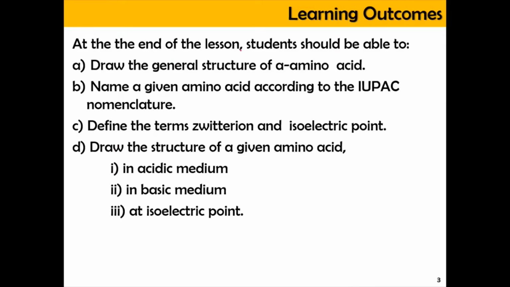Okay, and in this video, we're going to learn how to draw the general structure of the alpha amino acid. And we're also going to change the name of a given amino acid, which is the common name, and change them according to the IUPAC nomenclature. Also, we're going to define the term Zwitterion as well as the isoelectric point, which is labeled as Pi. Last but not least, we're going to draw the structure of a given amino acid in acidic medium, in basic medium, and at isoelectric point, which is Pi. So without any further ado, let us start.